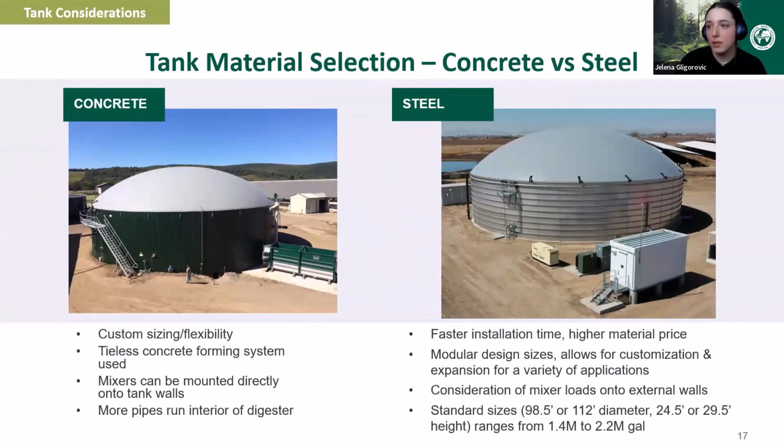So now I want to talk about the technology considerations. So first, the tank material selection between concrete versus steel. In general, the key factors in choosing between concrete versus steel digesters are durability, cost, resistance to corrosion, lifespan, installation time, ground conditions, mixer efficiency, and other items such as that.